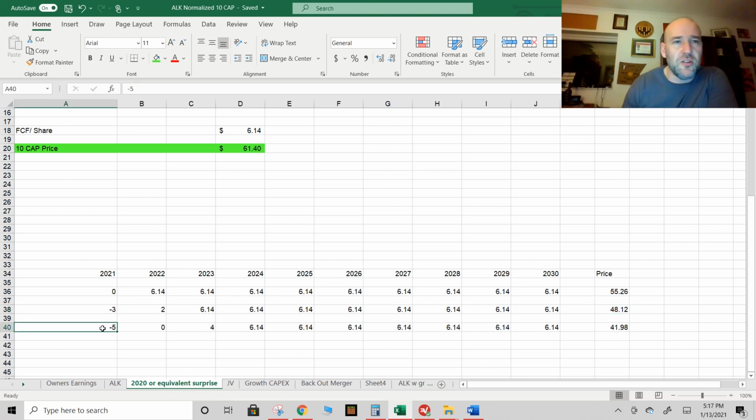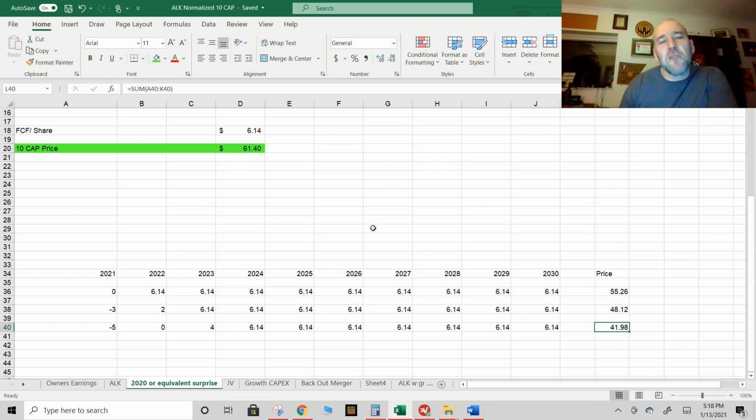And then perhaps things are even worse than that. Maybe it's going to be just another write-off year. 2021, we're going to lose $5 a share in free cash flow. We'll break even in 2022. We won't quite be recovered in 2023. And then in 2024, we see a year that looks like 2019 again. And so then I get a price of about $42.